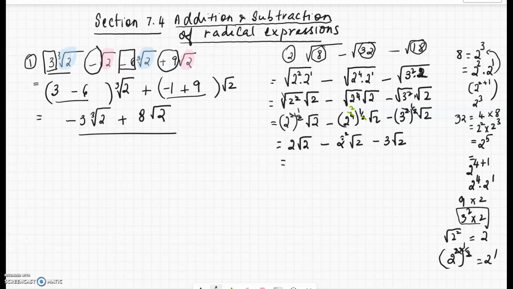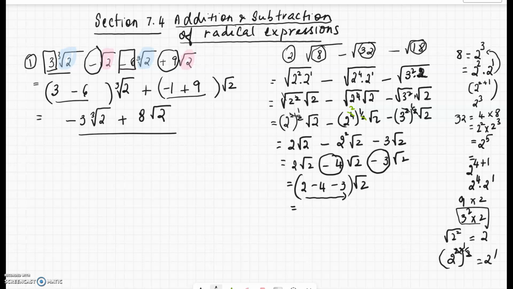This is equal to 2 radical 2 minus 4 radical 2 minus 3 radical 2. That is equal to 2 minus 4 minus 3, factor the radical 2 out. And let's go from left to right. Whatever comes first, do that first. 2 minus 4 is negative 2, negative 2 minus 3 is negative 5, radical 2.